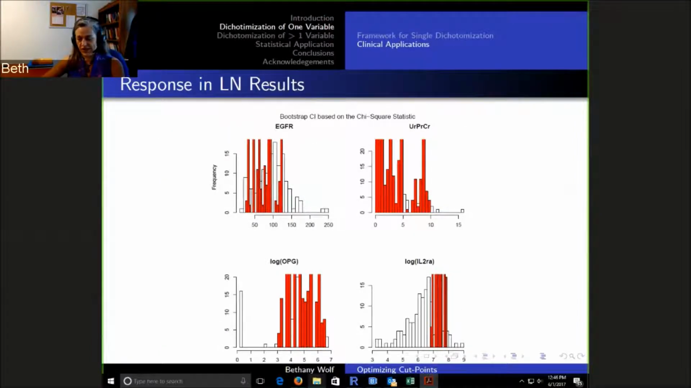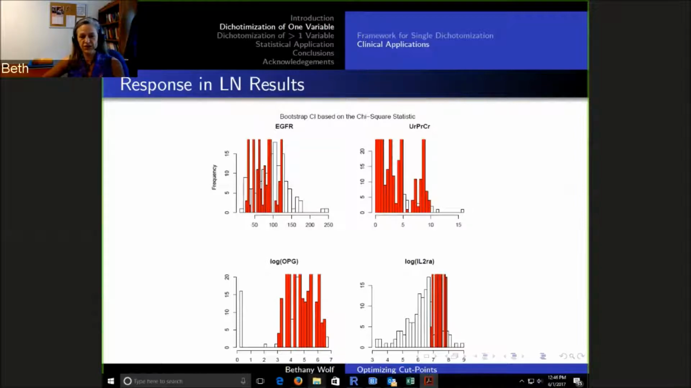So now we did the same kind of thing that we did with the Bioprotect data. We did this bootstrap sampling and looked at the distribution of the chi-square statistic threshold choice in the bootstrap samples. And unlike the Bioprotect study, I would generally say that no, for the most part, maybe IL-2R alpha. But OPG, eGFR, and urine protein to creatinine ratio all pretty much, when I did the bootstrap sampling, covered the entire range of data, which suggests that you're sort of getting this linear relationship.